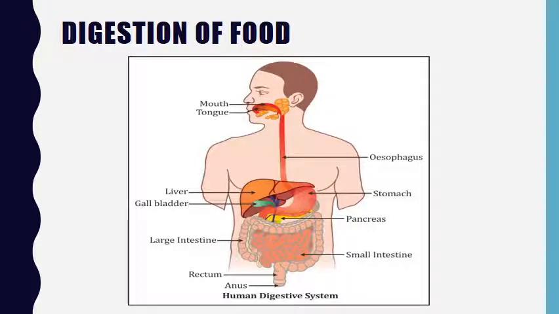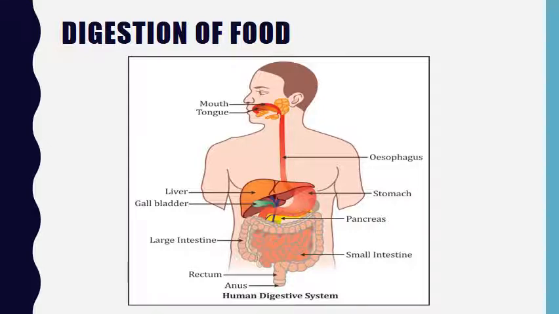The whole system, meaning all the organs involved in the process of digestion, are together known as the digestive system. Now we will learn about how we eat the food and how it is digested in our body.